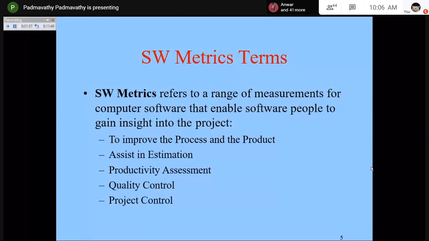Then project control, to have a control over the project. If you assess that certain programmers are not faring well, then they are unnecessarily wasting your project time. So you will try to remove them and replace them with a better software programmer, or you try to shift them to some other team. Okay, so to make all these works easier, you need this software metrics.